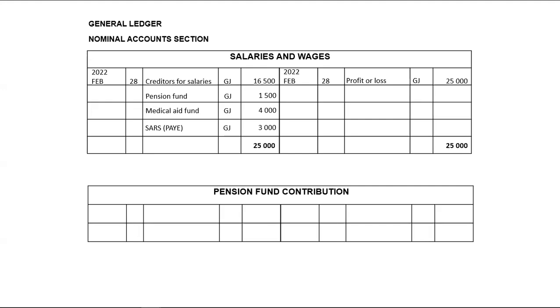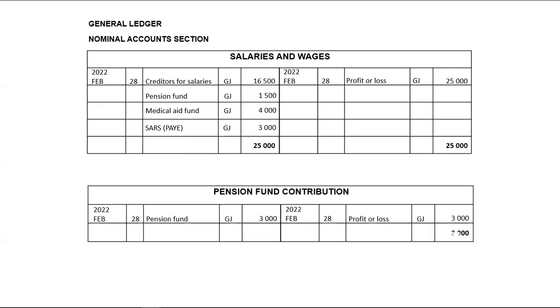For pension fund contribution, as I've said earlier on, it is an expense. So since it's an expense, it's a plus minus. It increases on the debit side. It will increase by the amount of pension we contributed for Mnguni, which was 3,000 rand. And that is closed against profit or loss. So the total expense for now will be 28,000.